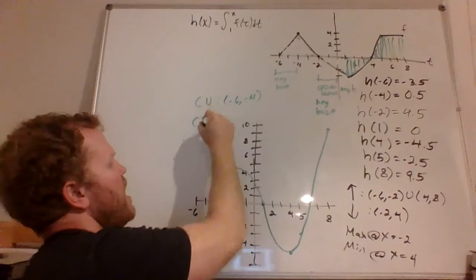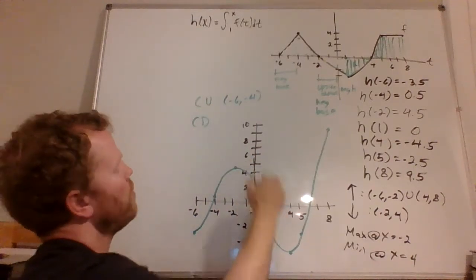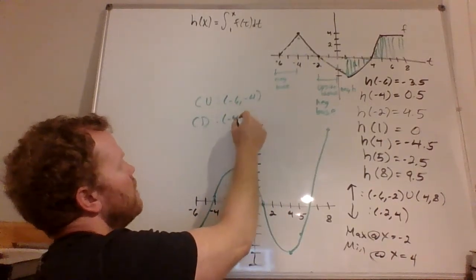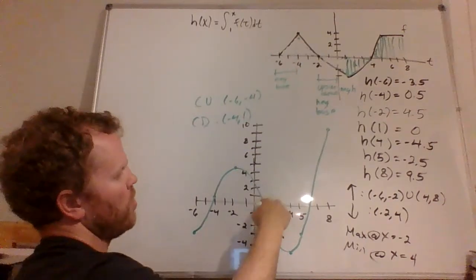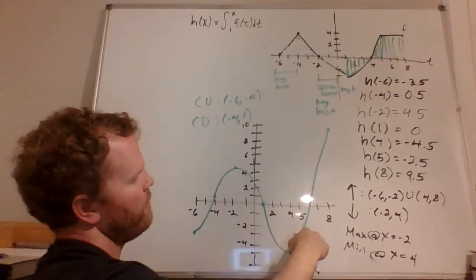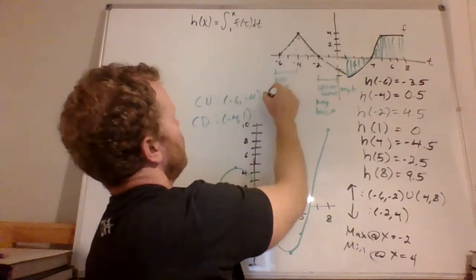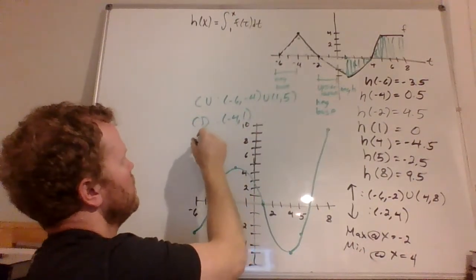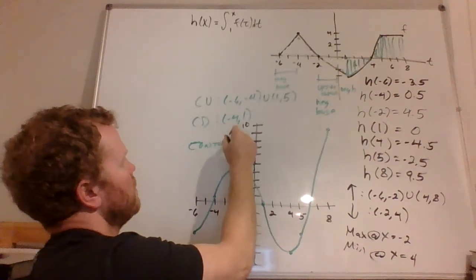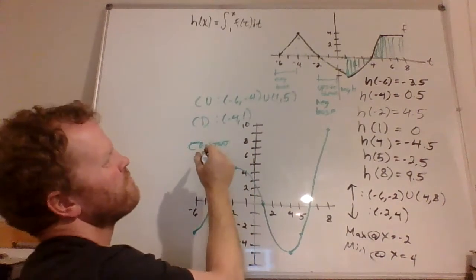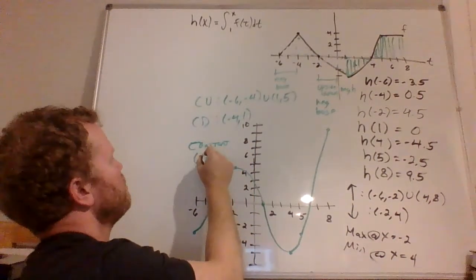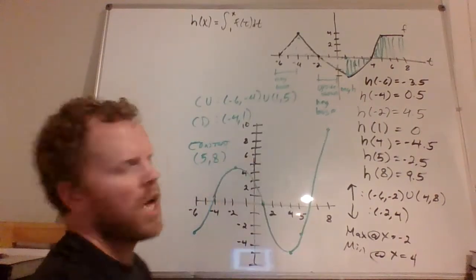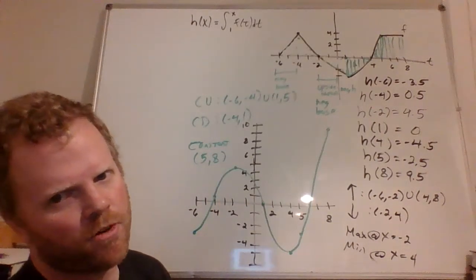We're concave down from -4 to 1. We're concave up again from 1 to 5. And then we're constant from 5 to 8. Those are exactly the same as from the first video.